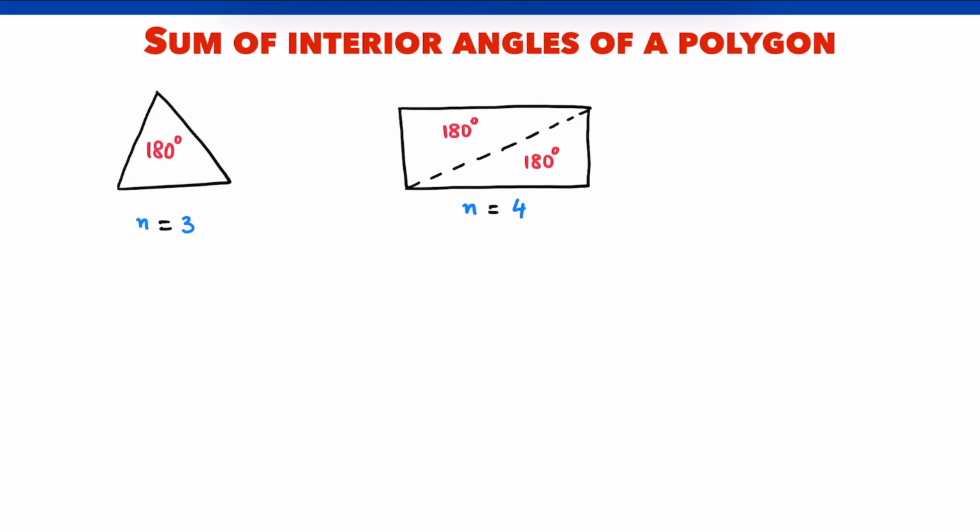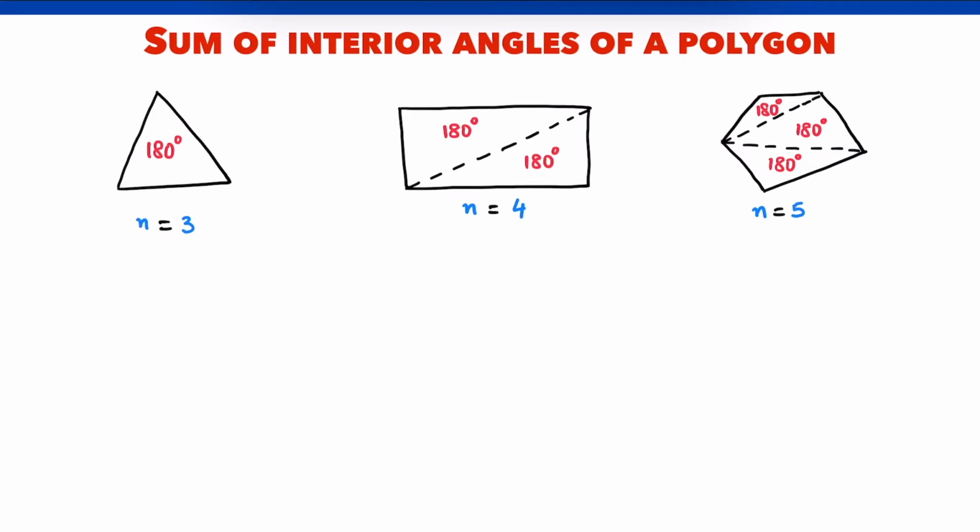Let's move ahead to a pentagon, a polygon with five sides. Again, we divide it into triangles. Pick any vertex and draw diagonals to all other vertices. We have three triangles. So, the sum is 180 plus 180 plus 180 or 540 degrees.